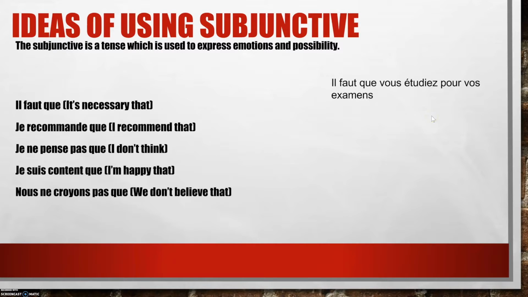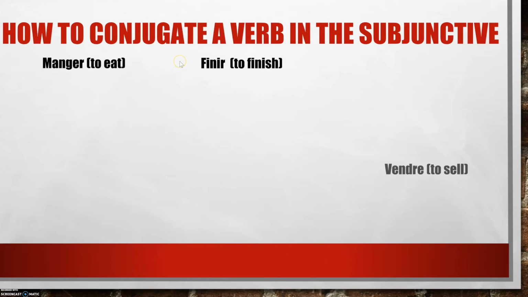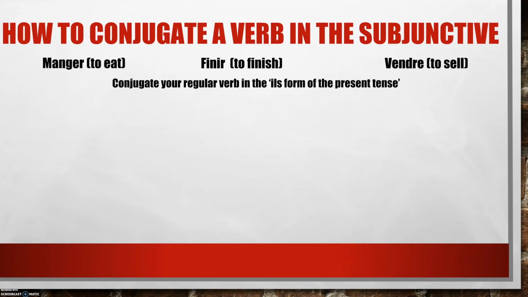So now I'm going to show you how to conjugate the subjunctive of a verb so that you can form the right hand side of your subjunctive statement after the que. So how do we conjugate a verb in the subjunctive? So 3 different types of verbs as usual: manger, finir, vendre. Similar to the imperfect, but instead of taking the nous form of the present tense, we're going to take the ils form of the present tense. Mange, finis, and vend. Remember, you don't pronounce the ENT. So then you chop off the ENT.